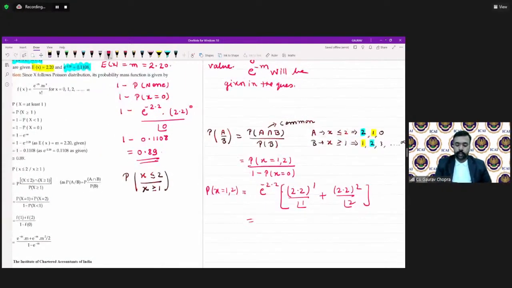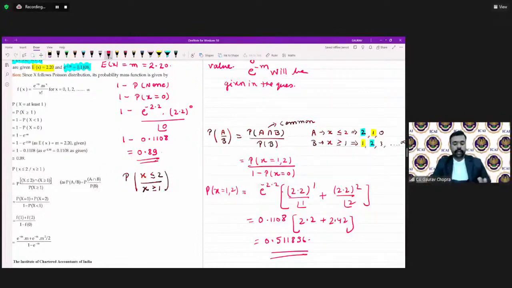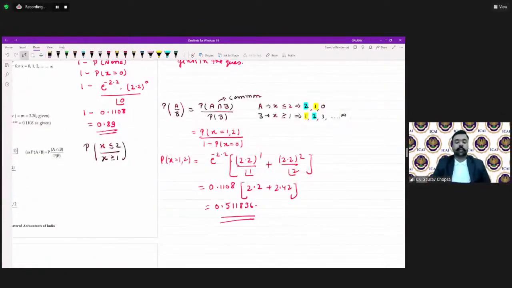So what is the given value? It is 0.1108, then 2.2 plus 2.2 square, and then divided by 2, it is 2.42. So what is the result? 0.511896. This is the required numerator.